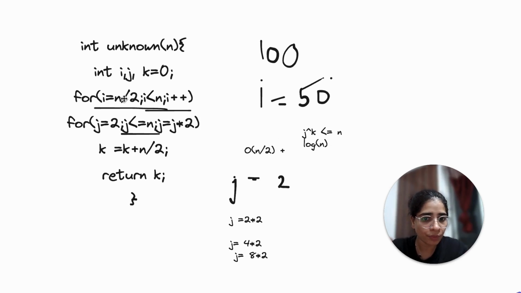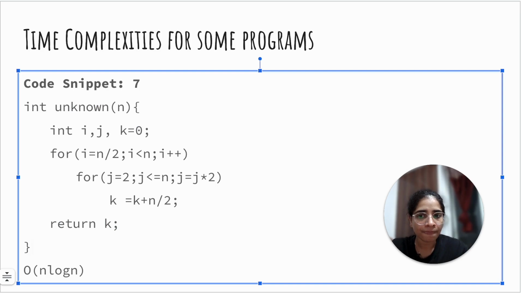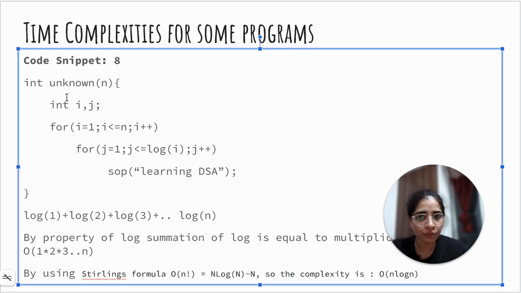So the first loop is going for order of n by 2 and the second one is log n. So it will become order of n by 2 log n, which is nothing but n log n. So this will become the complexity of this. And I have one more code snippet for you.